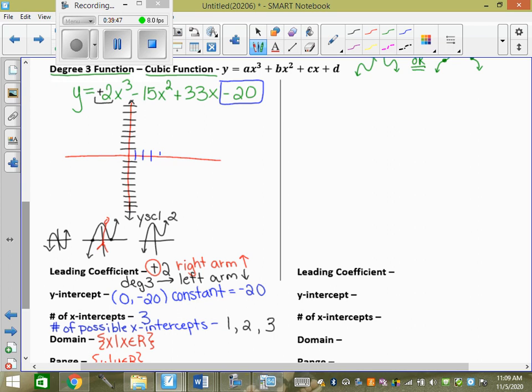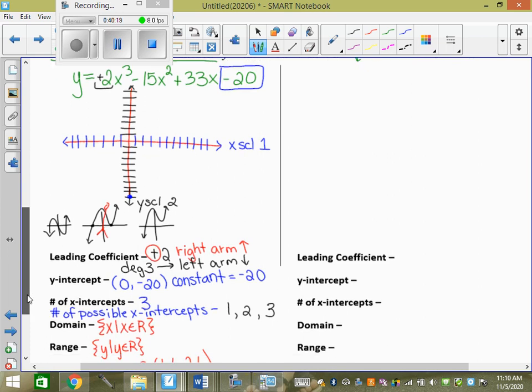Just because I make my Y scale 2, do I have to make my X scale be 2? No. Nope. So I'm going to say X scale 1. And when you change it, you have to remember you changed it, so you have to keep your brain thinking and not do it wrong. So I know I have a y-intercept at 0 and negative 20, so I'm going to do that one first. 2, 4, 6, 8, 10, 12, 14, 16, 18, 20.